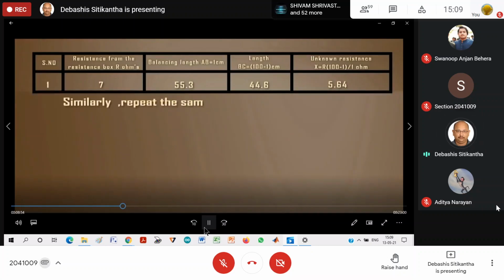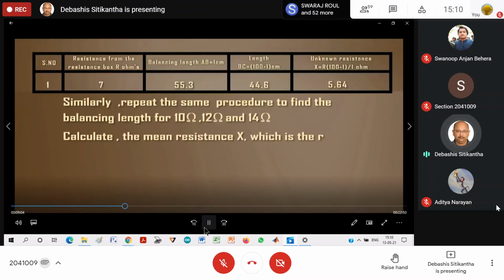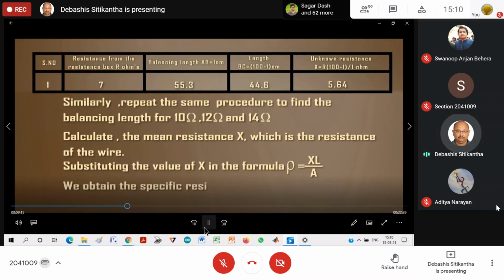Similarly, repeat the same procedure to find the balancing length for 10 ohm, 12 ohm and 14 ohm. Calculate the mean resistance X, which is the resistance of the wire. Substituting the value of X in the formula rho is equal to XL by A, we obtain the specific resistance of the material of the wire.